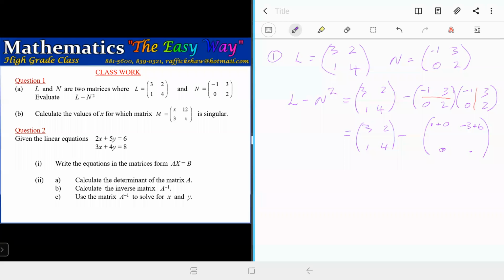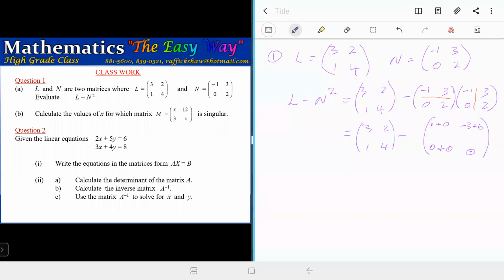And this element here is the second row, first column. So to get that element, we're using this second row and this first column. First element by first element, second element by second element. 0 times -1 and 2 times 0. 0 times -1 is 0 and 2 times 0 is 0. So that value there is 0.